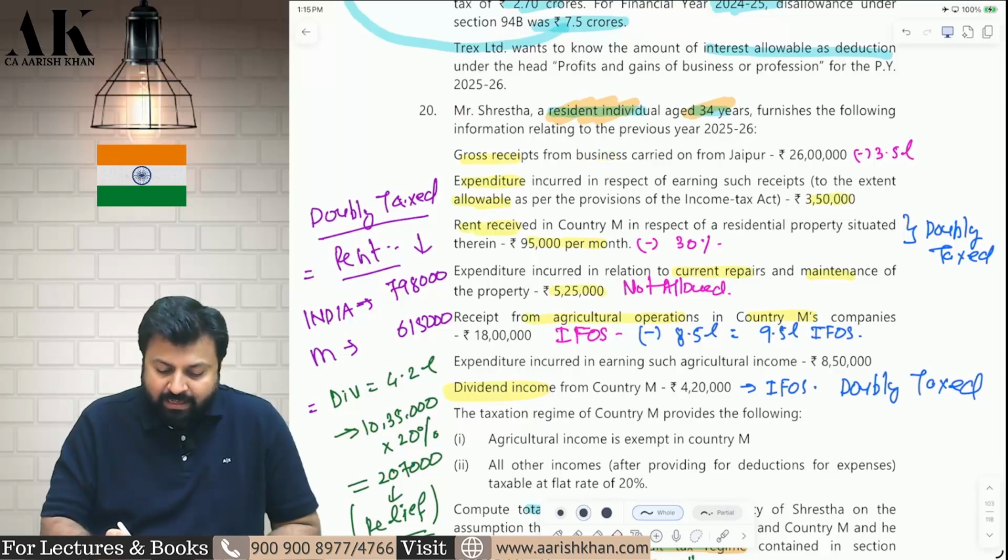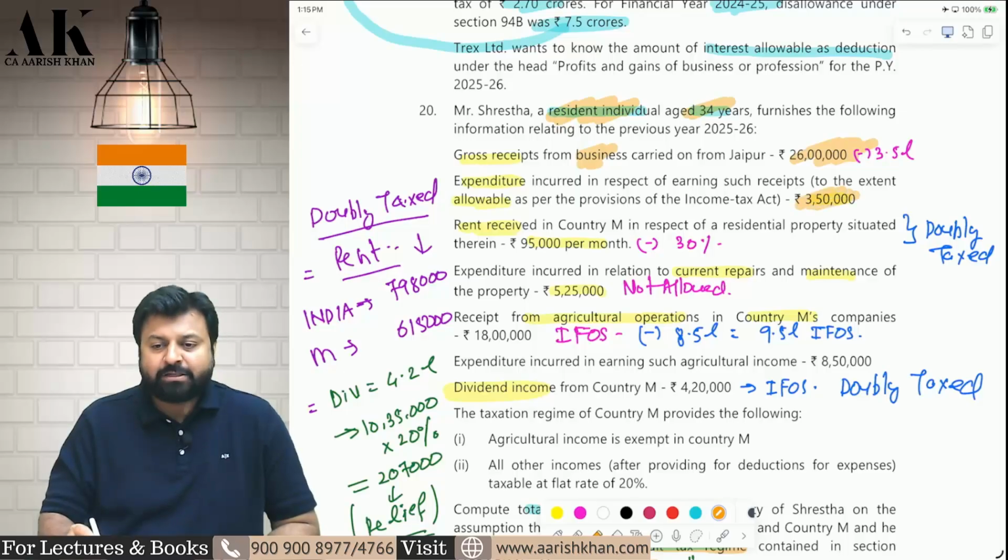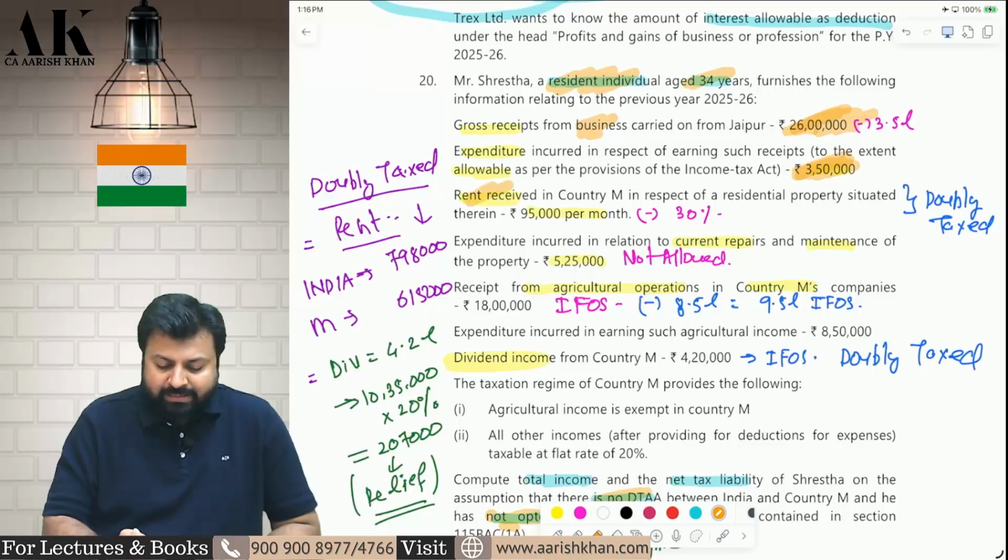First of all, she is earning income from business from Jaipur. On that, she is incurring expense of 3.5 lakhs. So the net income is 26 lakhs minus 3.5 lakhs. Then she is earning the rent from country M, 95,000 rupees per month minus 30% standard deduction you will take. Expenses will not be allowed in India. Only 30% standard deduction allowed.